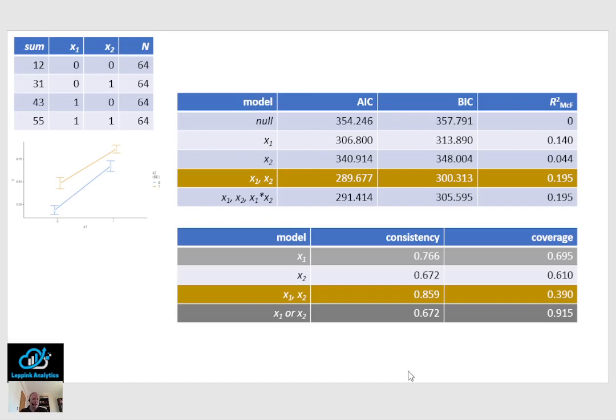So here, if we take the criterion of a consistency of at least 0.8 as an outcome, in that case you would prefer the x1 and x2 instead of the x1 or x2 rule. So that's how these two different methods stack up.